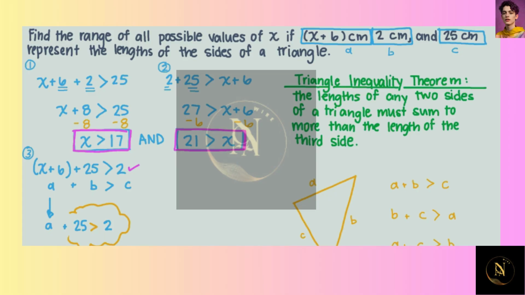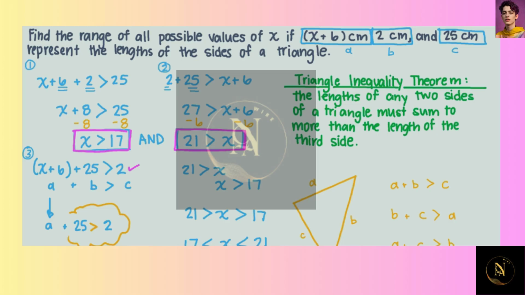We now need to consider the best way to write x is greater than 17 and 21 is greater than x. We know that 21 is greater than x and that x is greater than 17. We can combine those statements to make something that looks like this. 21 is greater than x and x is greater than 17. Another way to write that would be 17 is less than x, which is less than 21. This is the more common way to write an inequality like this.